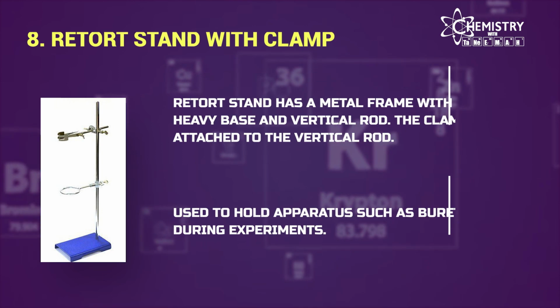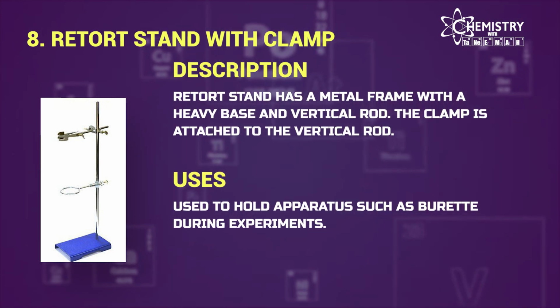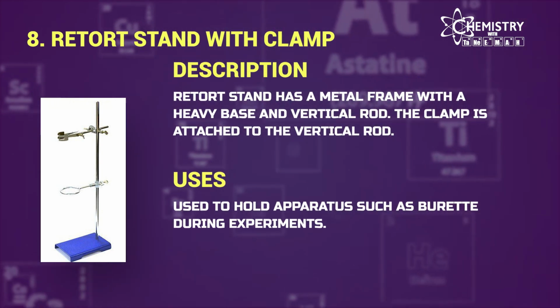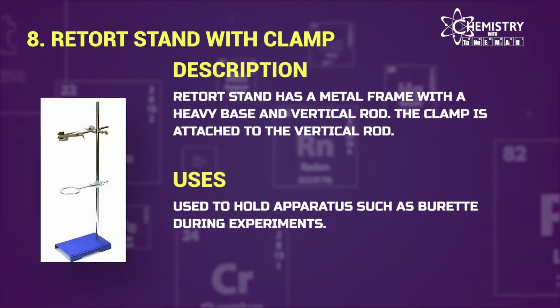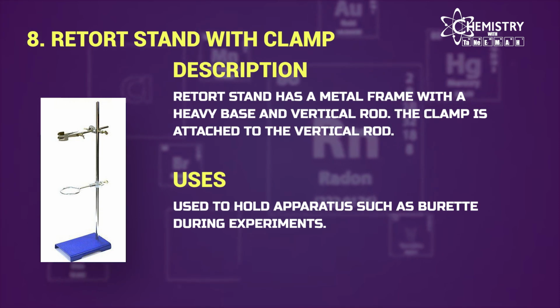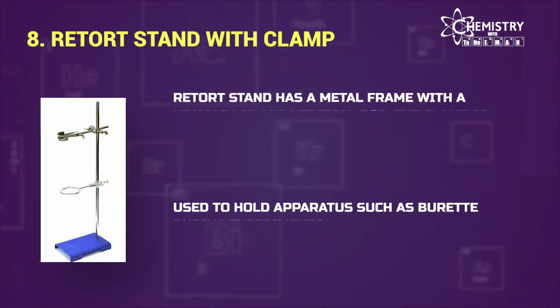Number eight, retort stand with clamp. Retort stand is a metal frame with a heavy base and a vertical rod. The clamps are attached to the vertical rod and they are used to hold apparatus such as burette during experiments.